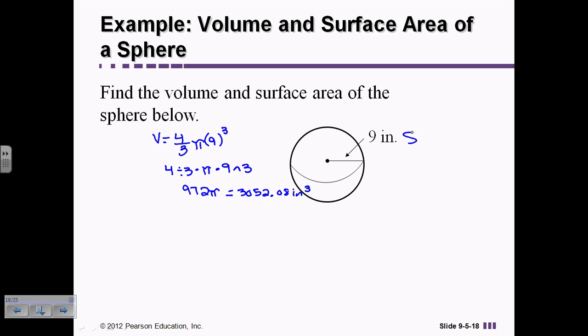To find the surface area, you're going to do pi times r, I'm sorry, I forgot the 4. It's 4 pi r squared. So you're going to have 4 times pi times 9 squared. So you're going to end up with 324 pi. Which is approximately 1,017.36 inches squared.